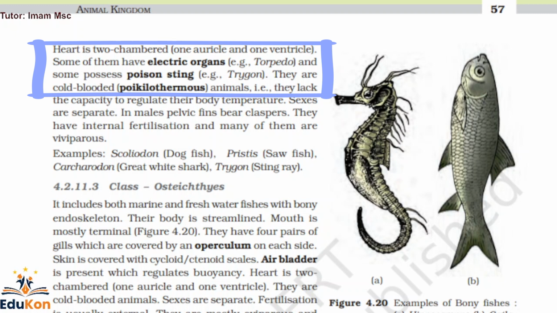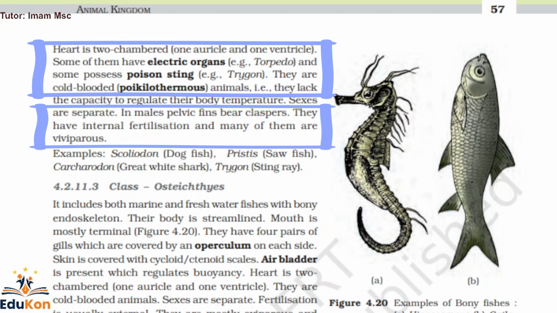So the marine animals which have electric organs are Torpedo, and some possess a poison sting, and the example is Trygon. They are cold-blooded animals, that is, poikilothermous animals. See, defining poikilothermous is also very important. So they are cold-blooded animals. That is, they lack the capacity to regulate their body temperature. Sexes are separate. In males, pelvic fins bear claspers. They have internal fertilization, and many of them are viviparous.